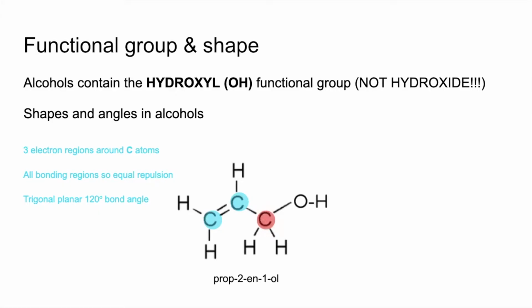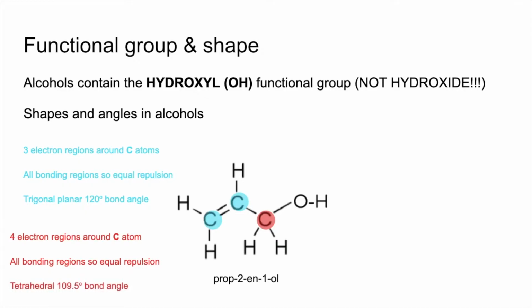If we move on to this red carbon now, you can see we've got 4 electron regions. They're all bonding regions, so we've got equal repulsion again, and the shape is tetrahedral and the angle is 109.5 degrees. The third atom we'll look at is this oxygen here.